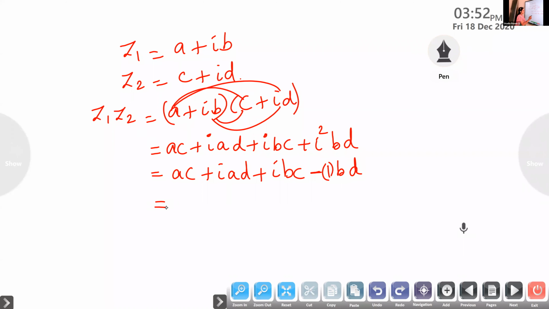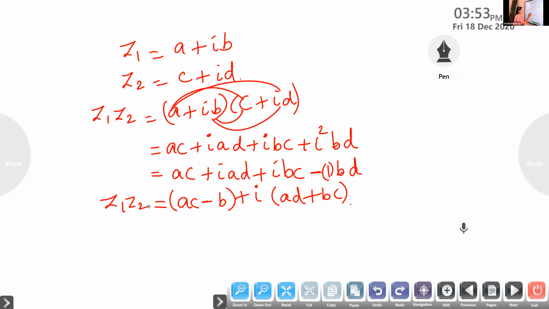This is same as AC. I am writing those terms which are real terms. Real means real part, terms without i. So AC minus BD plus i into AD plus BC. So this one will give Z1 into Z2. We are collecting those terms without i plus i into terms with i. Whenever we write a complex number, it should be in the form real part plus i into imaginary part. First we should write the real term, then i into imaginary term.